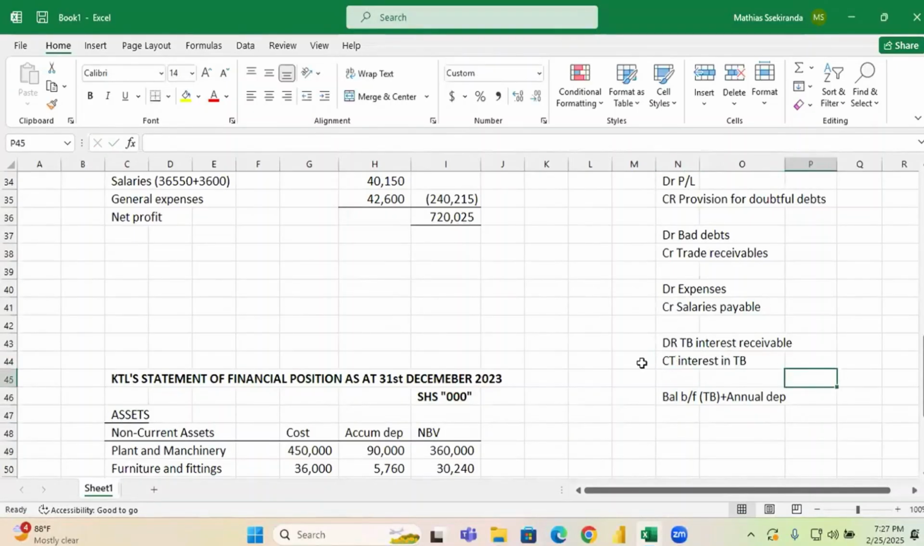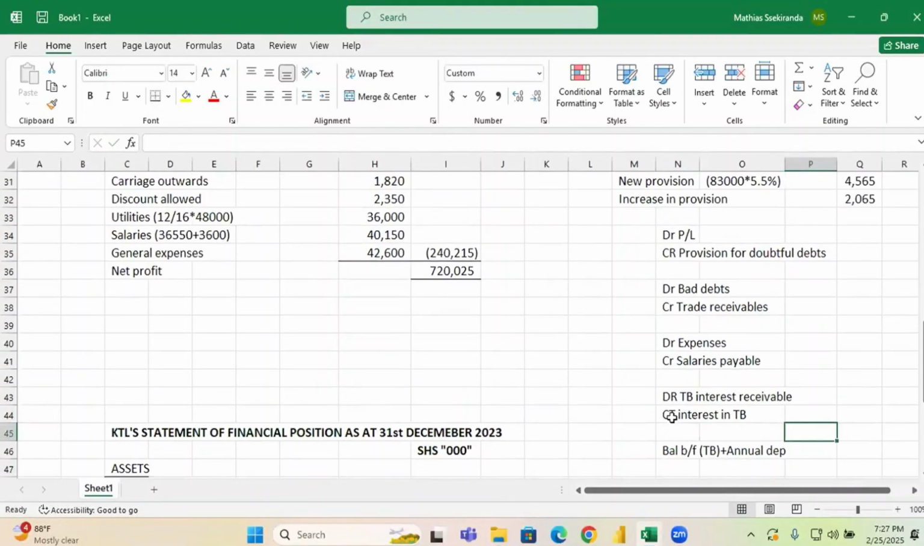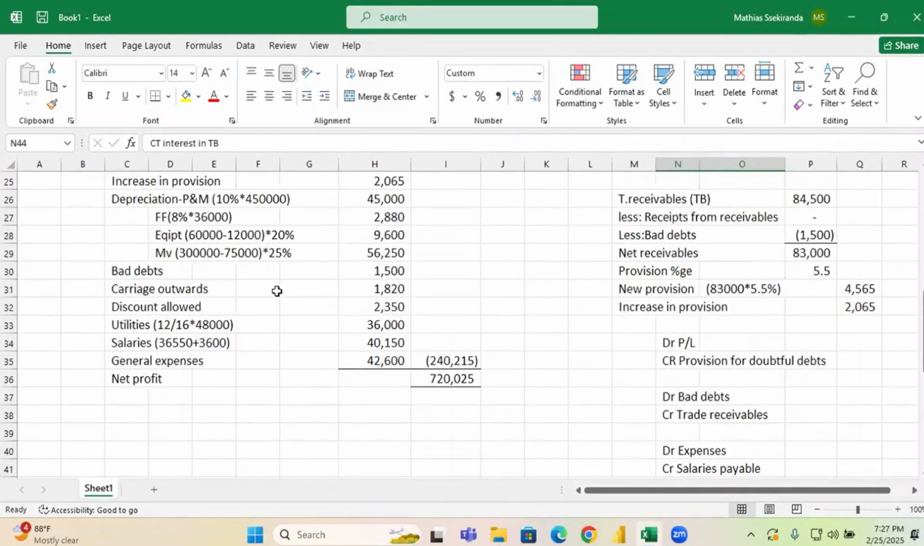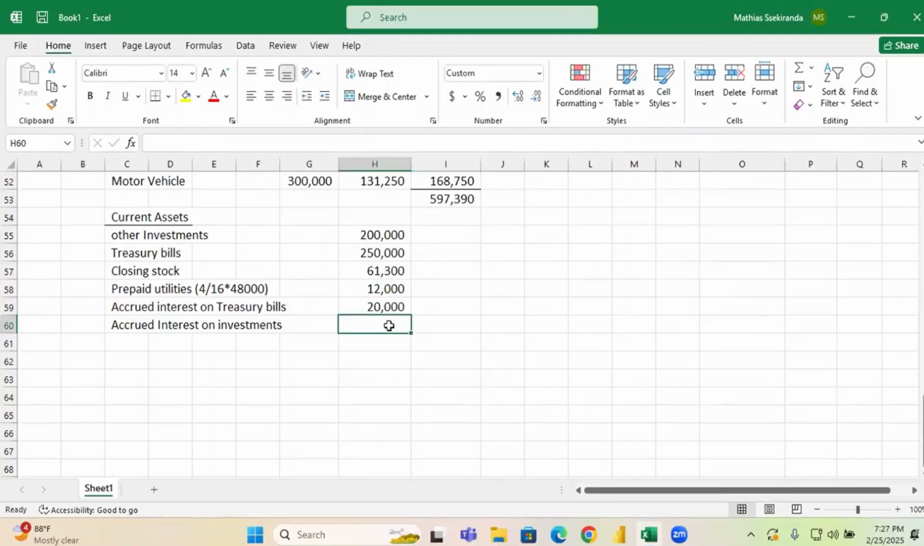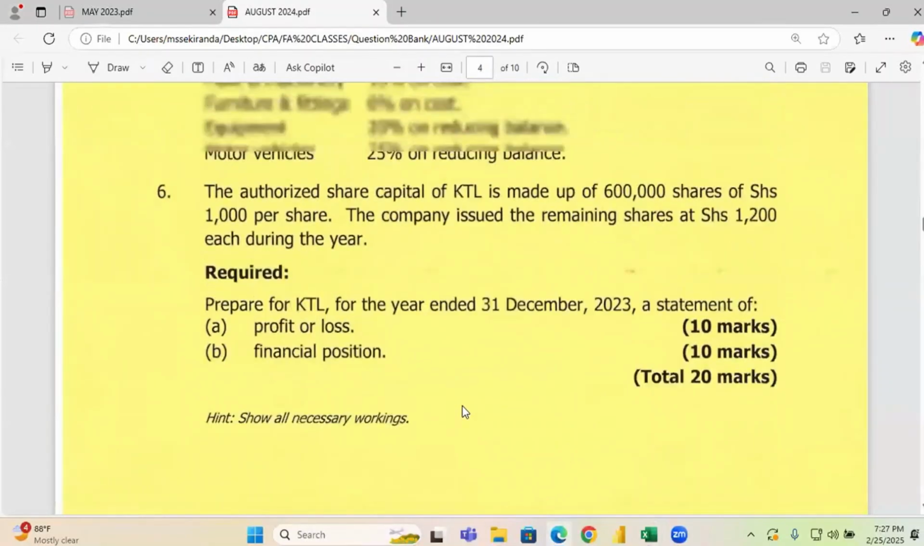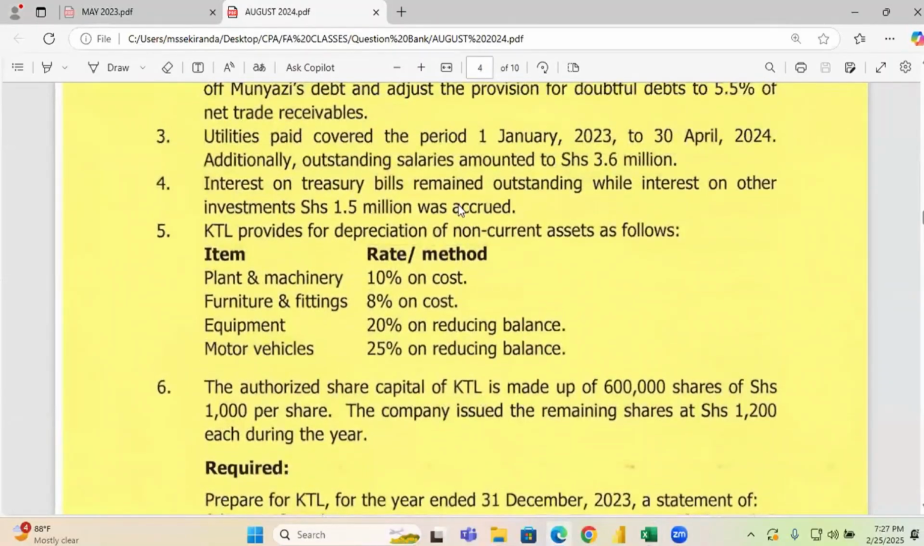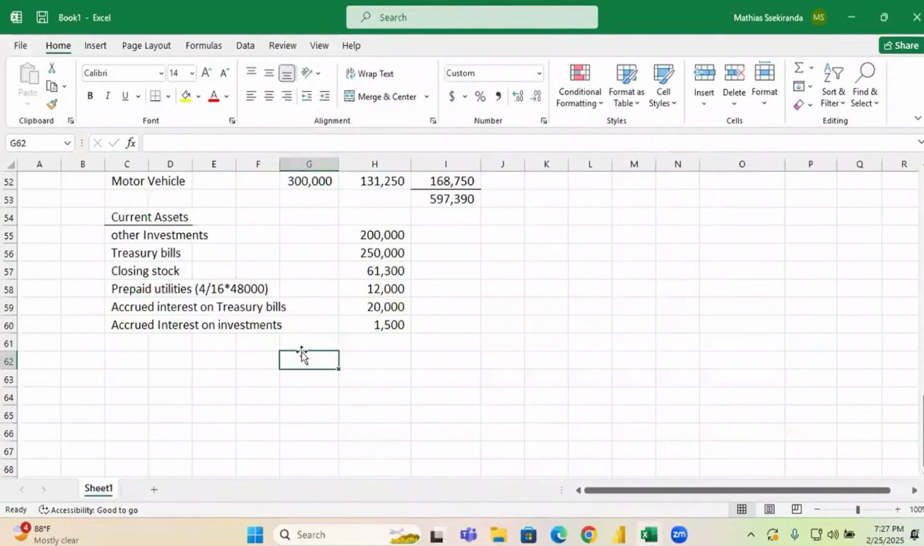Now, what we did in the profit or loss is to credit interest on treasury bills, to recognize it as an income. But now we are completing the double entry by debiting interest on treasury bills receivable by bringing it as an asset. Likewise, the 1,500 of the investment, it was accrued as per note number 4. So it is an asset still, though we recognize them under incomes. So it is the double entry at play. Then which other assets do we have?